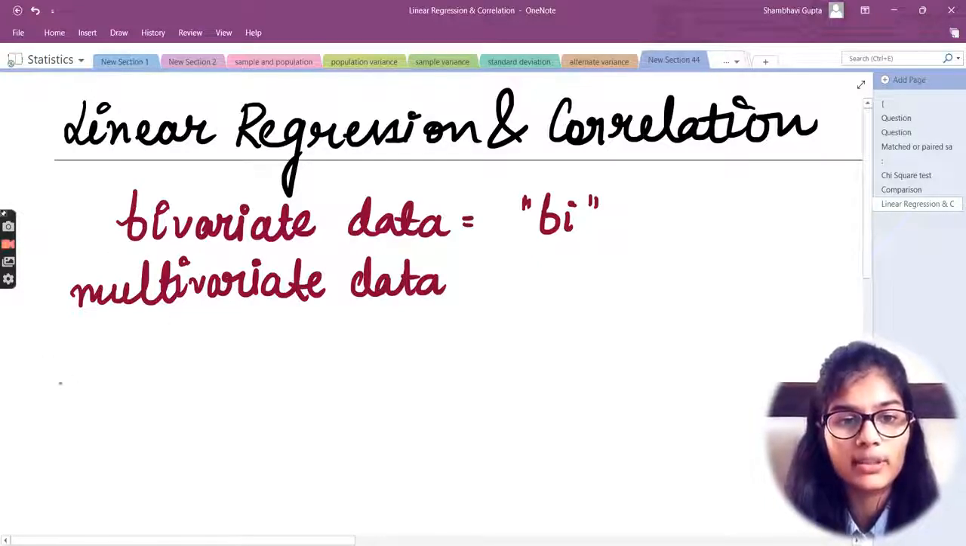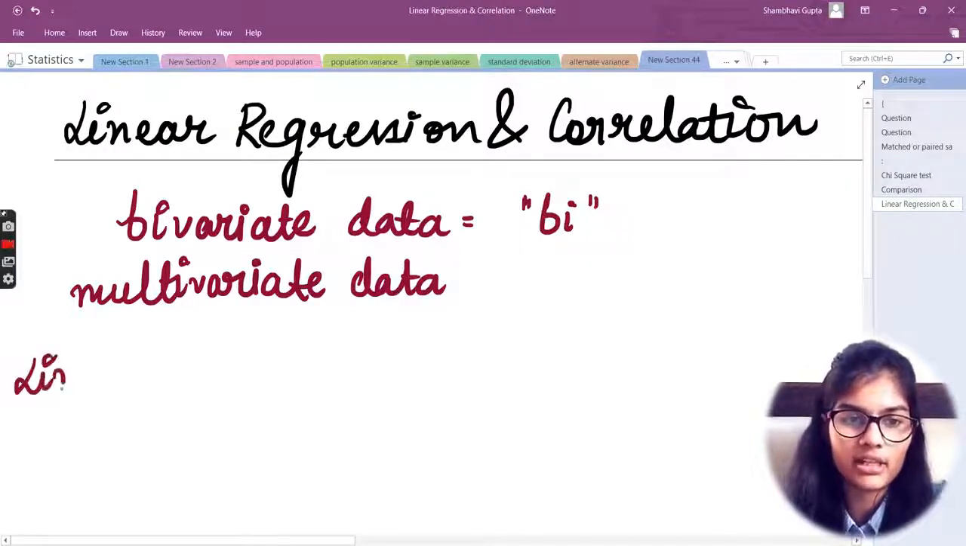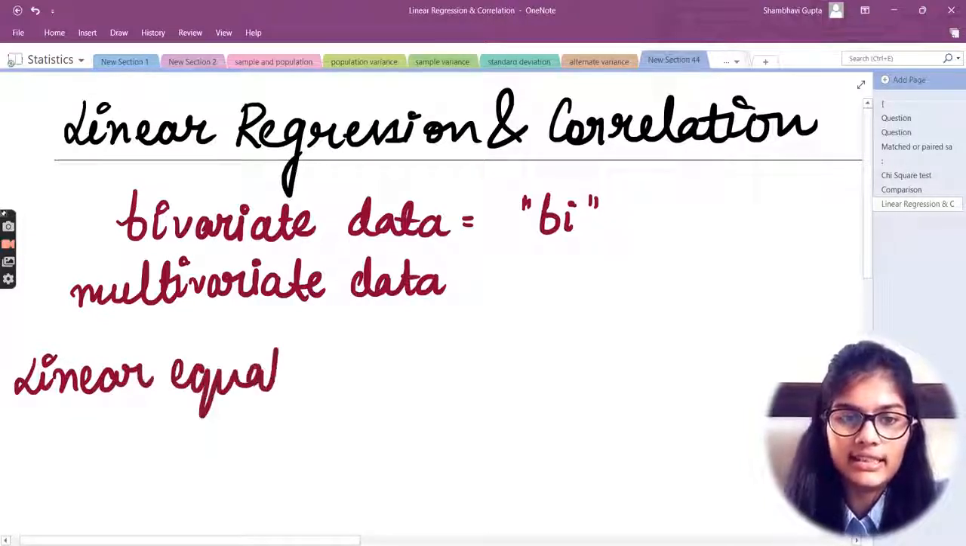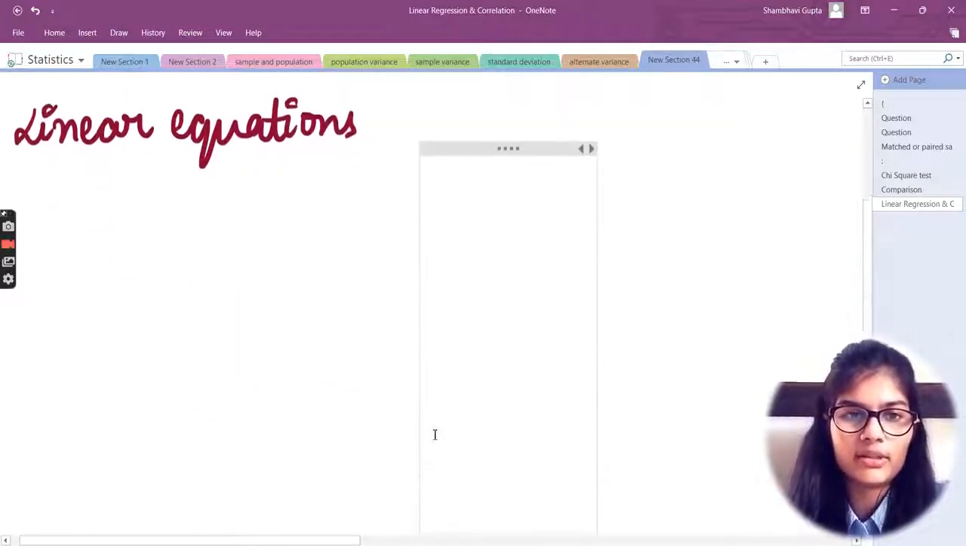Now I'll be taking you to the very first topic that I am having right here, and that's linear equations. Yes, this is the topic. Let's come down and start studying this particular thing.